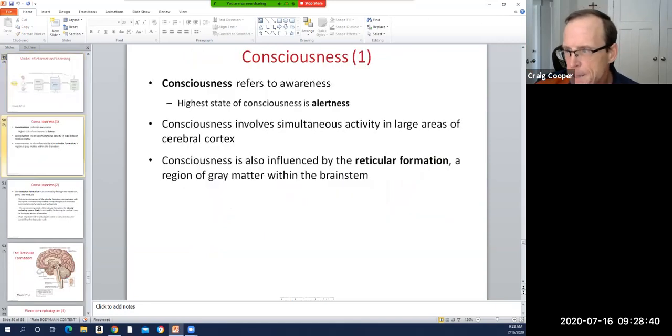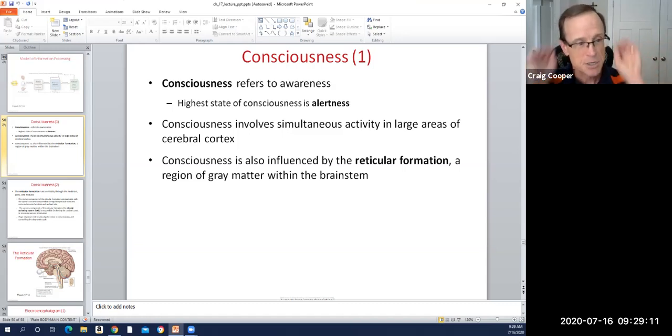All right. So consciousness. It's more than just being awake or asleep, but that's the big differentiation. And again, the reticular formation is the part of the brain that helps control that. So if you wake up to an alarm, the reticular formation in the brain is the first part of the brain that would be recognizing, hey, that thing's beeping in the background. Aren't you supposed to be awake now?